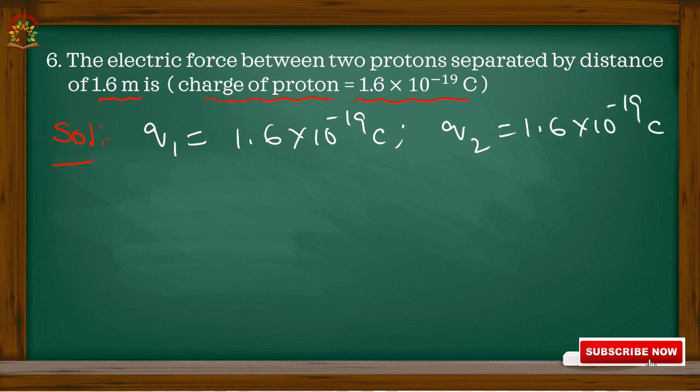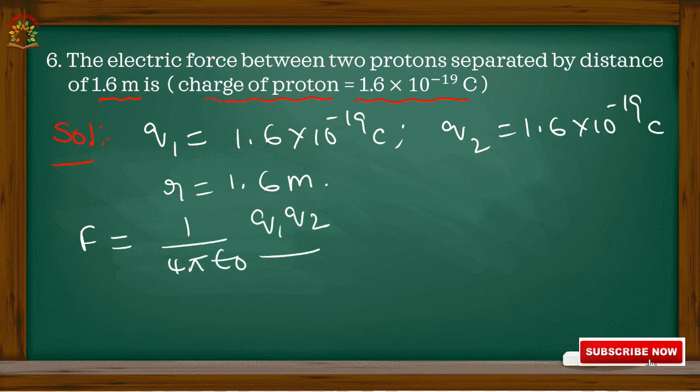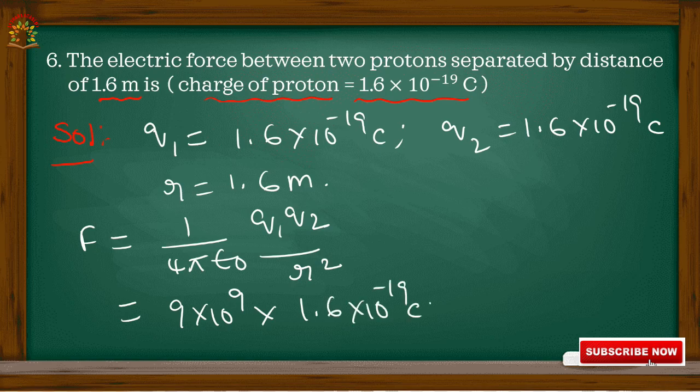Q1 and Q2 are the same, two protons. They have given the charge of a proton as 1.6 into 10 to the power of minus 19 coulombs. Now R is equal to 1.6 meters. So from Coulomb's law, force F is equal to 1 by 4 pi epsilon naught, Q1 Q2 by R square. Substituting values, 1 by 4 pi epsilon naught is 9 into 10 to the power of 9, Q1 is 1.6 into 10 to the power of minus 19 coulombs, and Q2 is 1.6 into 10 to the power of minus 19 coulombs, by R square.